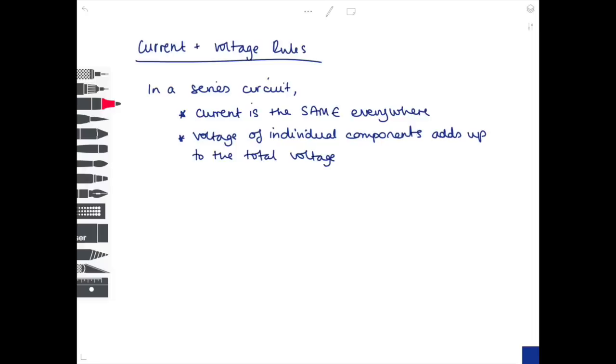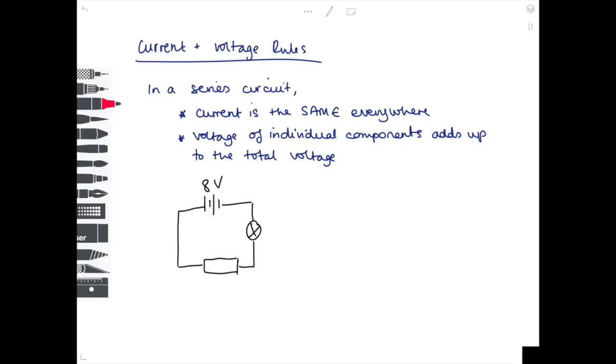We just need to discuss current and voltage rules for both a series and parallel circuit. So notice that in a series circuit, the current is the same everywhere, whereas the voltage of individual components adds up to the total voltage. And I'm going to show you what that actually means now. So I'm drawing a battery here, which let's say it has 8 volts across it. Then we've got a light bulb here, a regular resistor here, and I'm just going to complete the circuit.